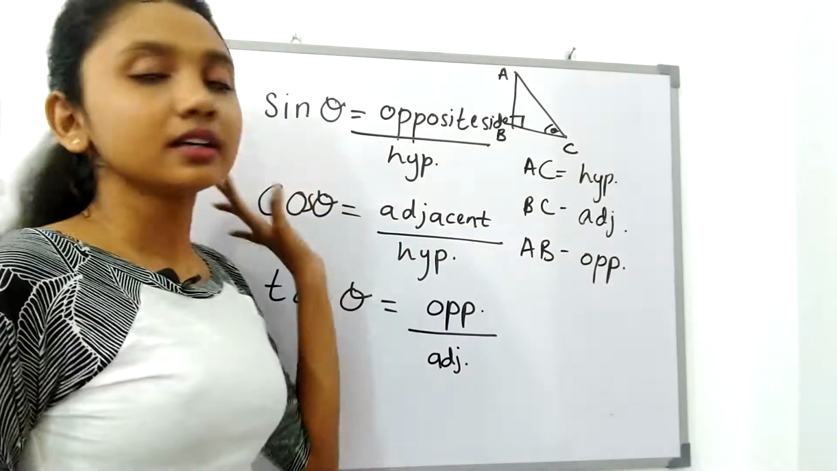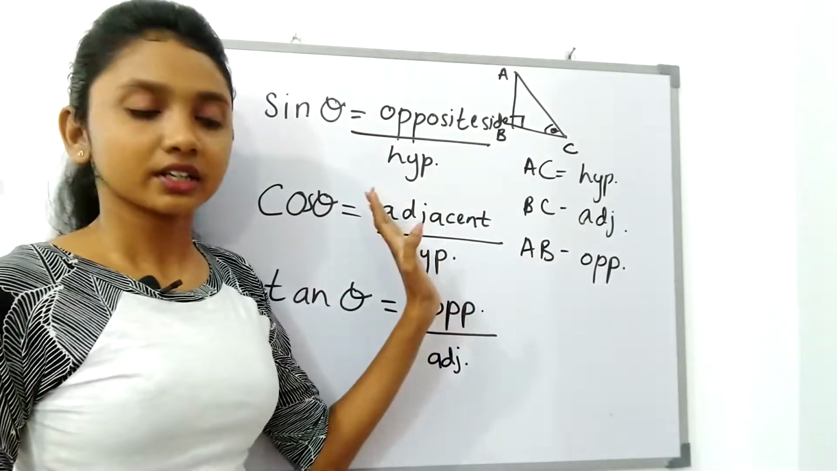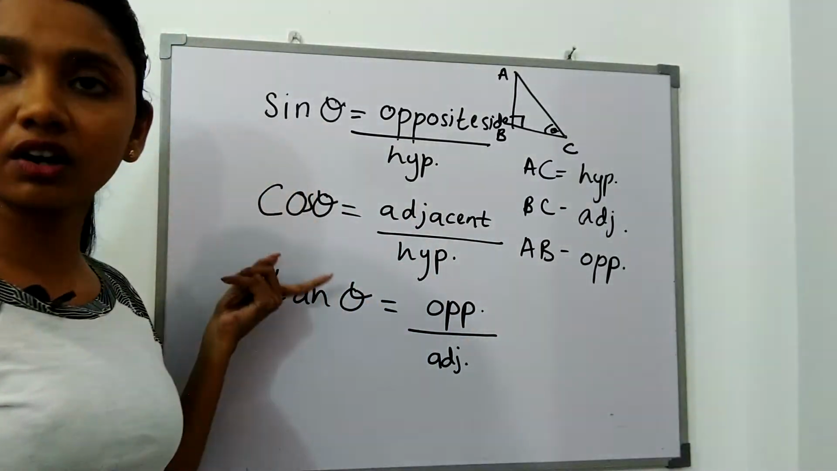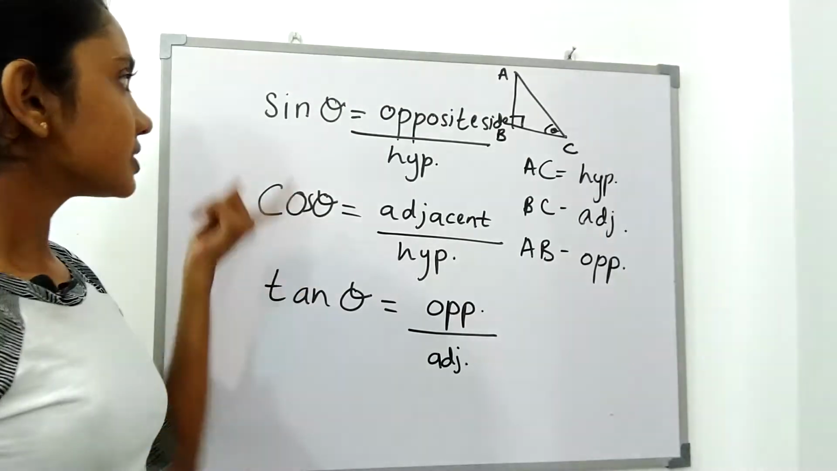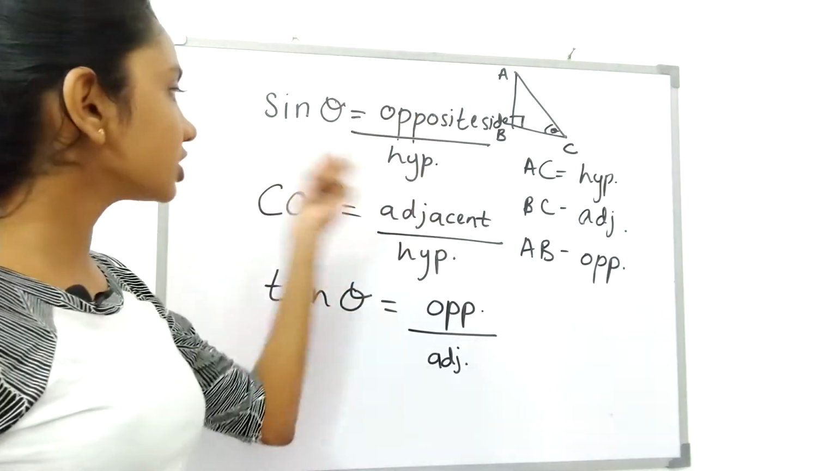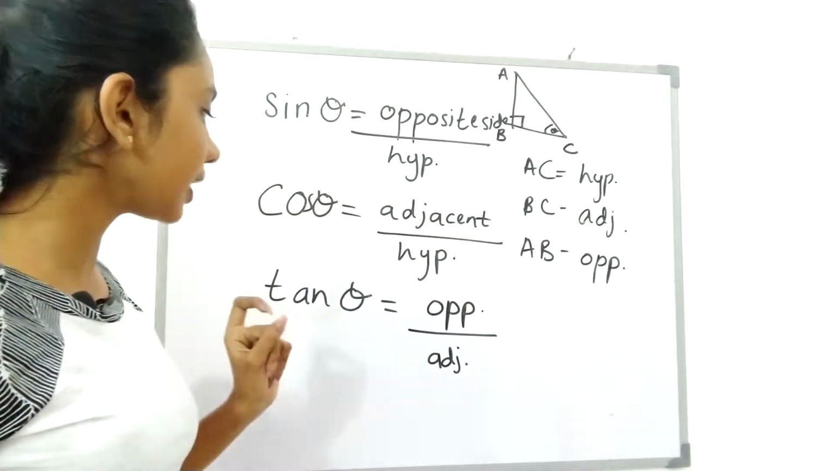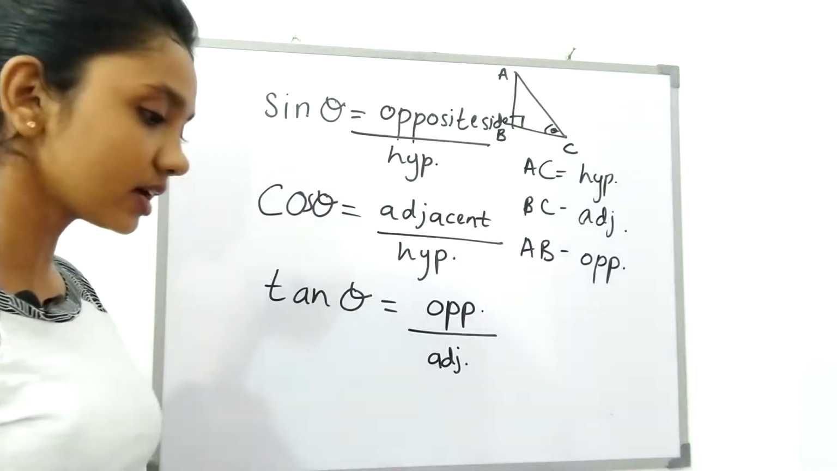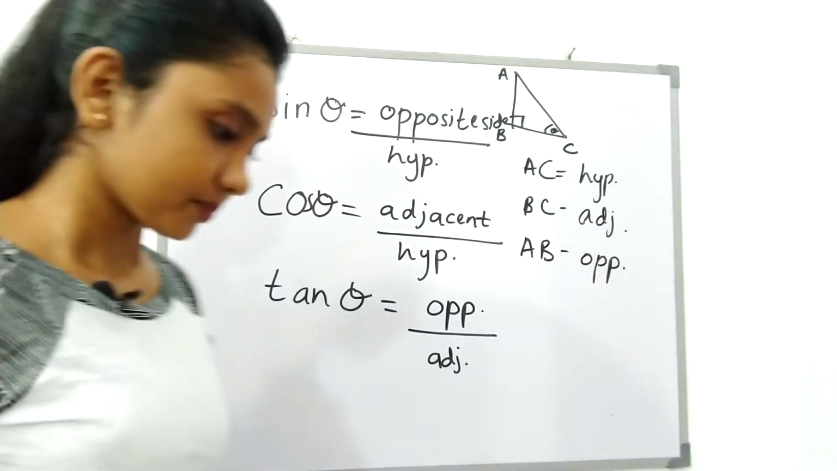So these three are the trigonometric ratios: sine, cos, tan. Sine means opposite side over hypotenuse, cos means adjacent side over hypotenuse, tan means opposite side over adjacent side.